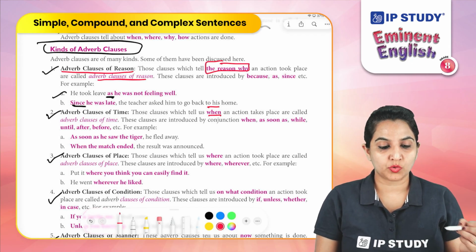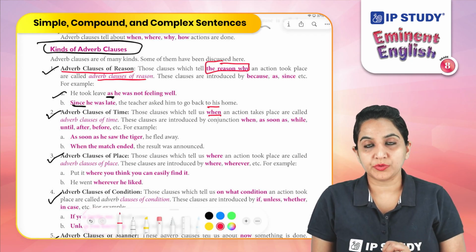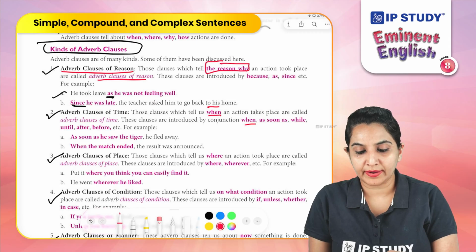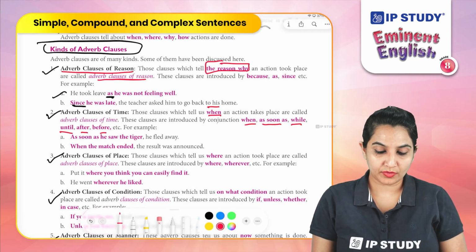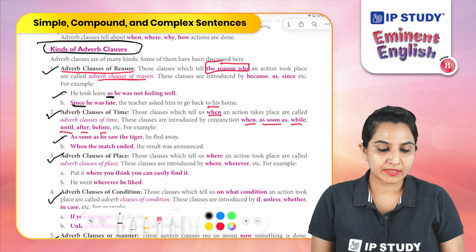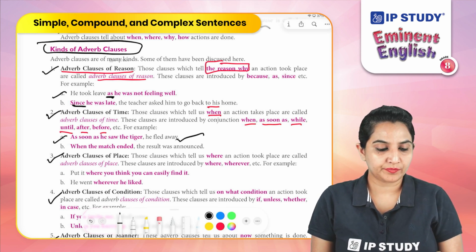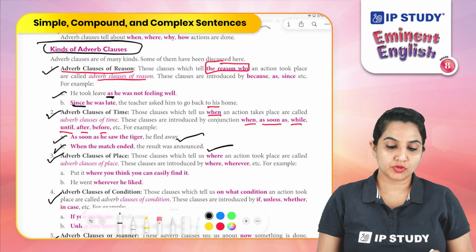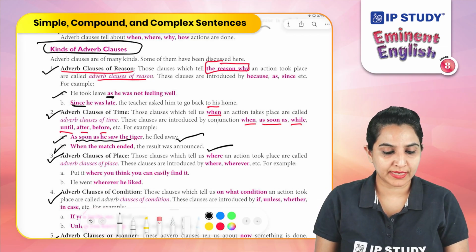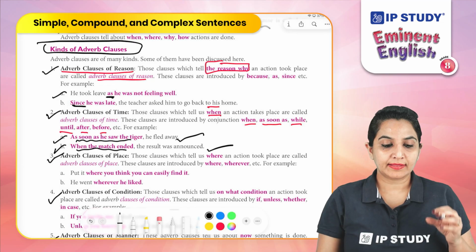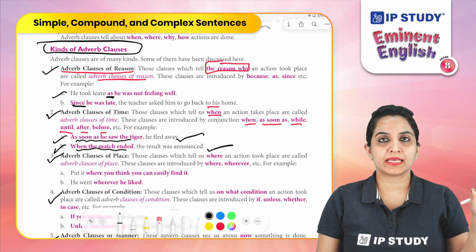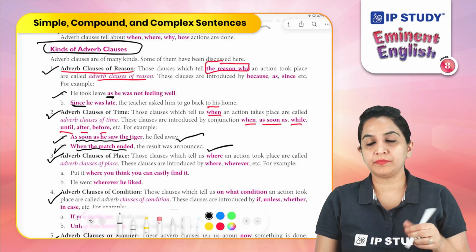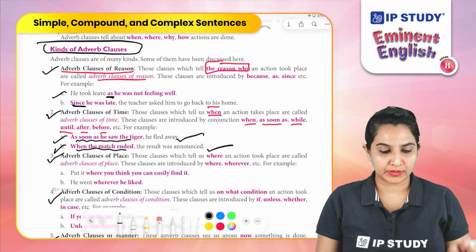Now, adverb clauses of time, they are the clauses that tell us when an action takes place, right? So when an action was done. They are introduced by the conjunctions when, as soon as, while, until, after, before. As soon as he saw the tiger, he fled away. When the match ended, the result was announced. So, as soon as he saw the tiger, when the match ended, they are adverb clauses of time because they are telling us when the action was taking place. And we always join them or use a conjunction for them.